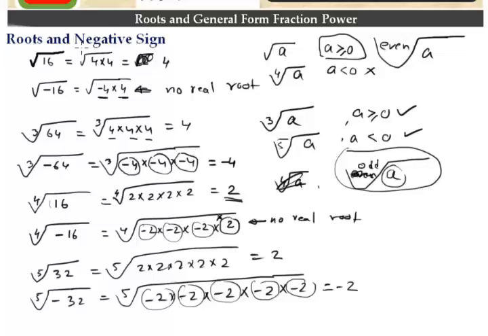So the conclusion on how different orders of root are affected by the negative sign is: for the root of any number, if the root is an even root, it is only possible if this number or variable is positive. And for odd roots, like third root, that is cubic root, fifth root, seventh root, the root is possible in both cases, whether this number is positive or negative.